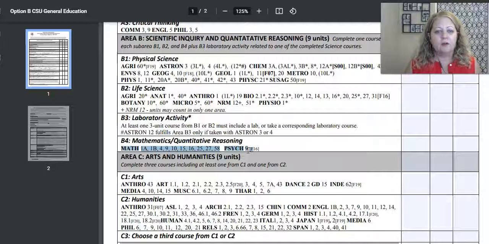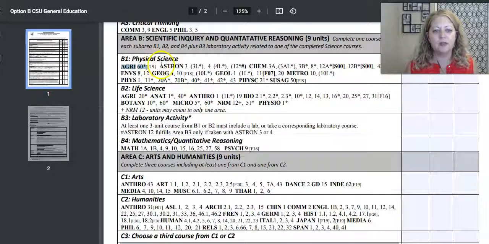All right, going on with Area B. Area B1 is a physical science, and Area B2 is a life science. One of those needs to have a lab component. And so the lab components are indicated by the asterisk and the L. So Ag 60, the lab is part of the class, so you do not enroll in a separate class. You're going to take Ag 60, which is going to be the lecture and the lab as a combined class.